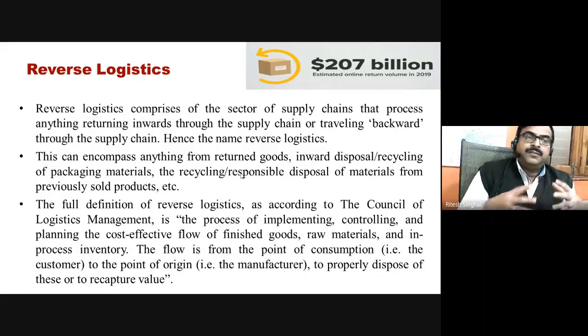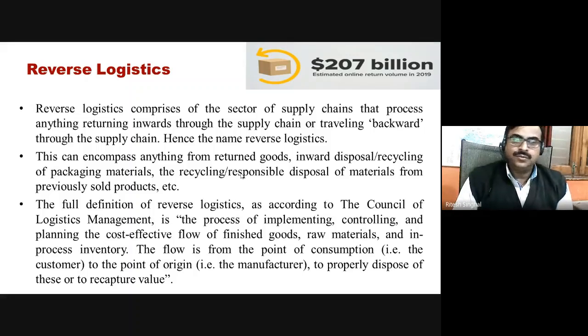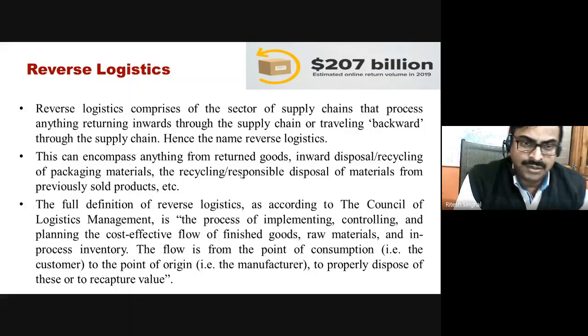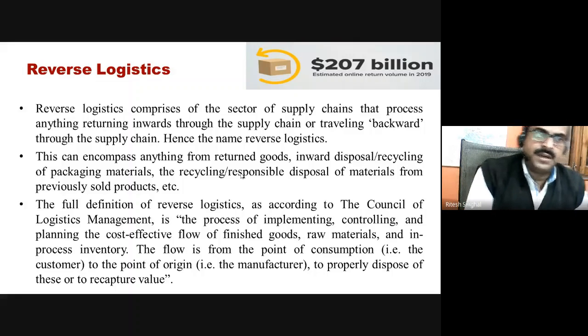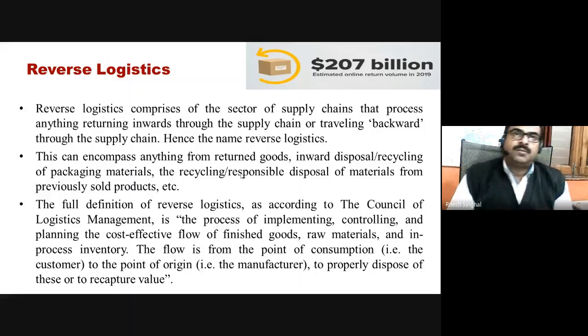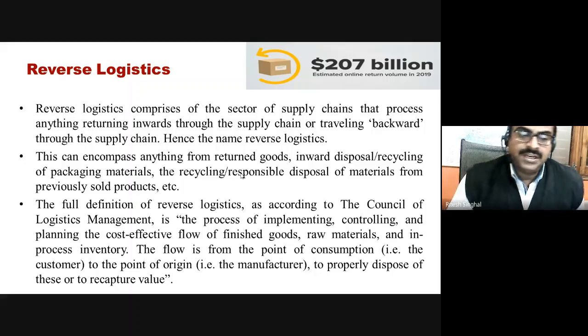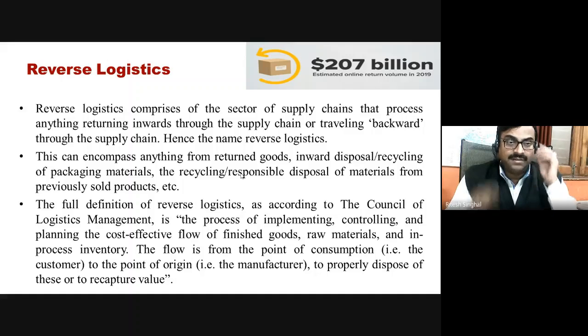Whenever we talk about a traditional logistic system, it used to flow from left to right. You demand, you order something, your order is processed, you make some payment, and you receive that particular order. But whenever your product is faulty, requires replacement, is not as per your expectation, or requires some repair, you need to send it back to the manufacturer. That kind of logistics is termed as reverse logistics.